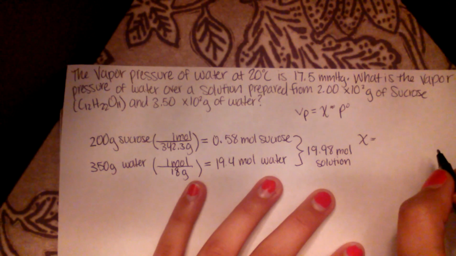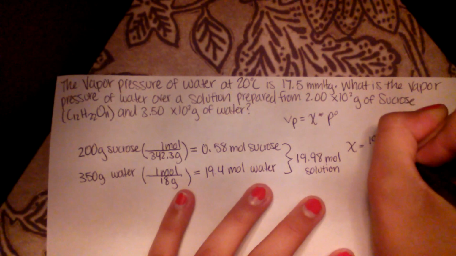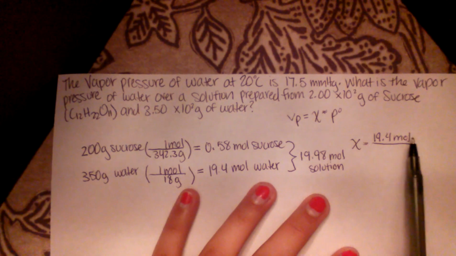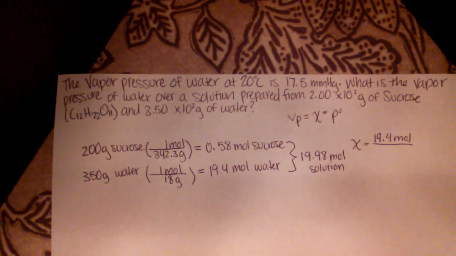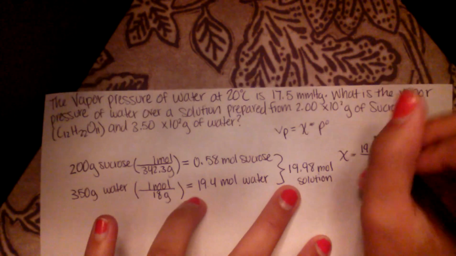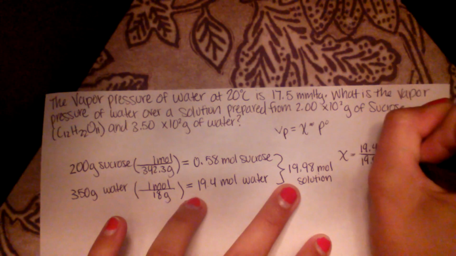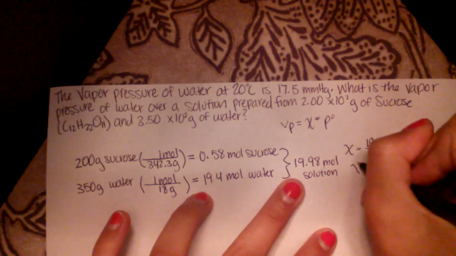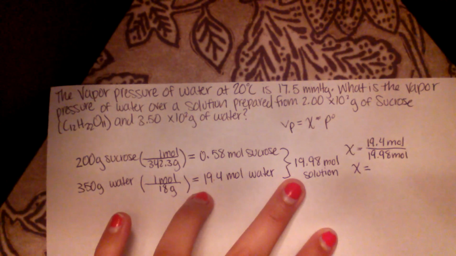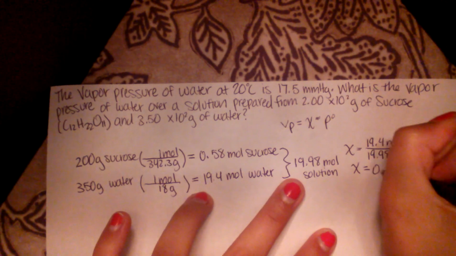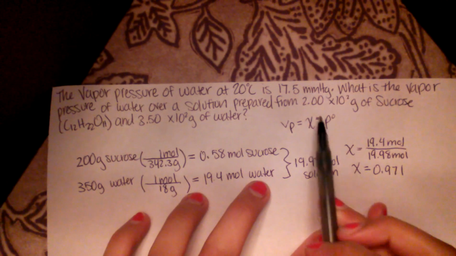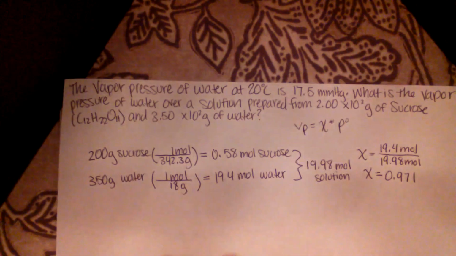So we say moles of water is 19.4, and we want to see what is the fraction of water out of the total moles. So then you'll take the total mole value and you'll put that on your denominator. And then you're going to get a mole fraction value of 0.971. So now you have this value here, which goes in this part of the equation.